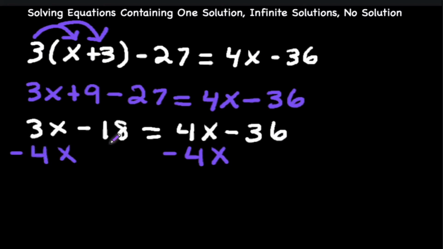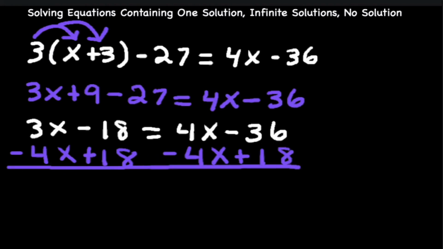Alright, so now we need to isolate this x, so let's go ahead and get rid of negative 18 by adding it to the other side. So we'll do that by adding 18 to both sides. So now let's go ahead and get rid of what we do not need. So we have negative 18 plus 18, which cancels, and 4x minus 4x, which cancels. We have 3x minus 4x, which is negative x, and I will show you what to do with this in a moment, equals negative 36 plus 18 is negative 18.